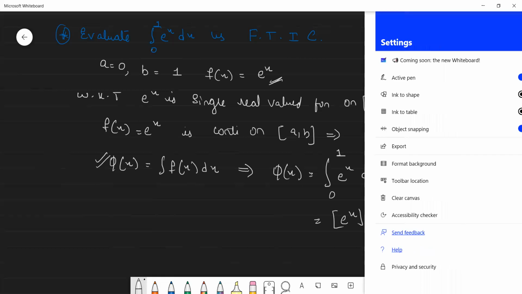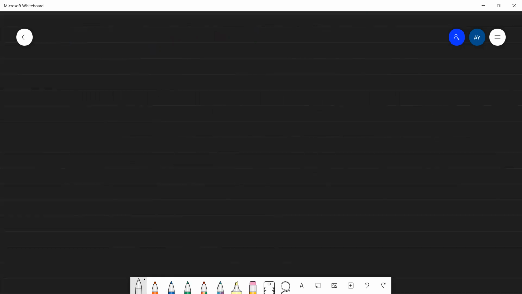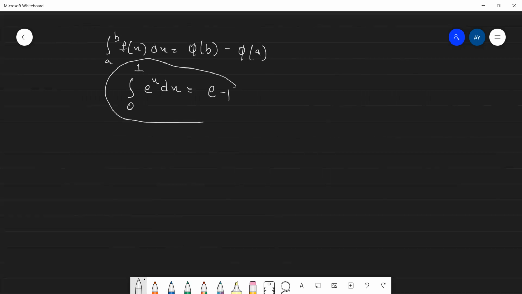So now we will be substituting in the formula of the fundamental theorem of calculus. What is that? Integral a to b f of x dx is equal to phi of b minus phi of a. So what is the integral from 0 to 1 of e power x dx? That is equal to what we got, e minus 1. So this is what the fundamental theorem of calculus says, by using a function.